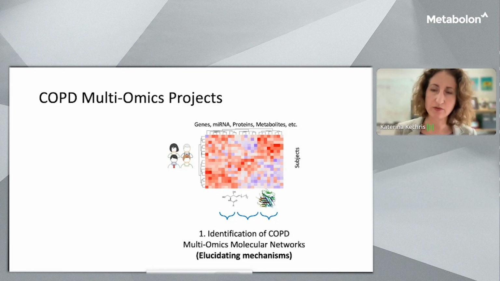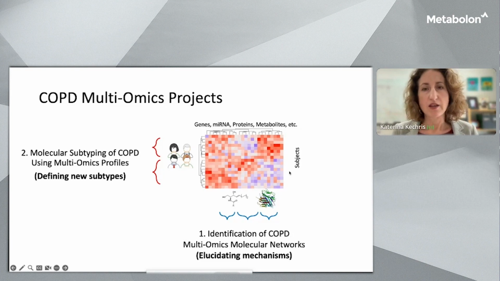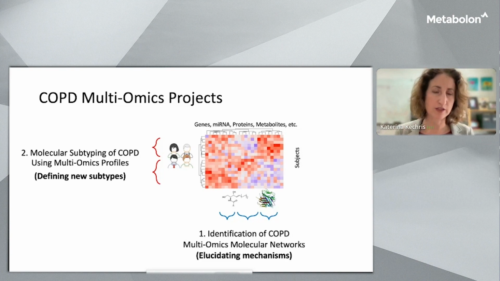So I'll talk about that work, and then next I'll talk about the flip side, thinking more about the subjects. Because of the heterogeneity of COPD, there's interest in identifying new subtypes. There's been a lot of work done with the clinical variables, but how can we use all these multi-omics profiles to define subtypes, and how do they complement the clinical subtyping? So I'll talk about that as well.